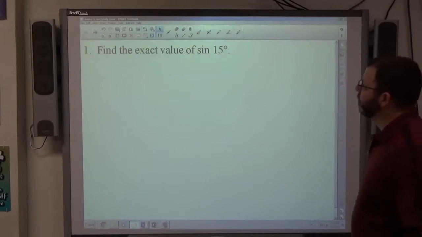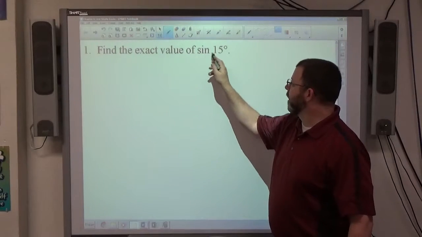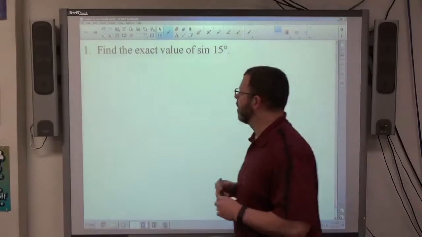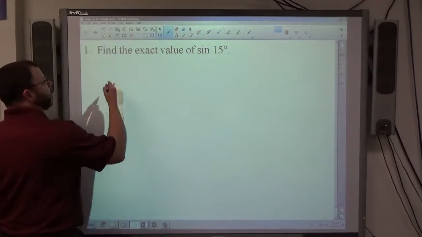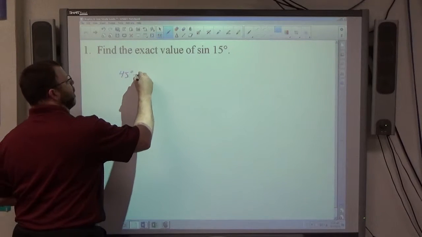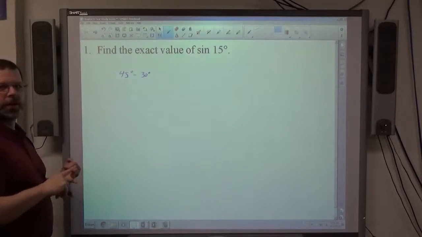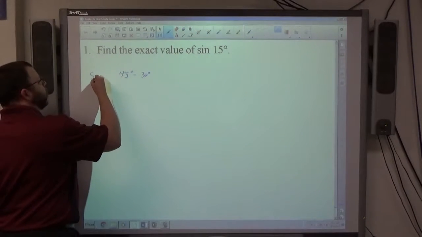Alright, problem 1, we're supposed to find the exact value of sine of 15. It'll be sine, cosine, or tangent of some angle that can be created with the special angles we've got on our sheet. And in this case, 15 degrees, 45 minus 30 would make 15 degrees. We know the sine, cosine, tangent, all that of 45 and 30, exact numbers. So that'd be the first goal.